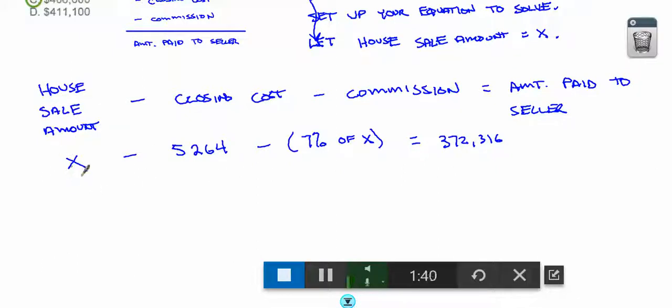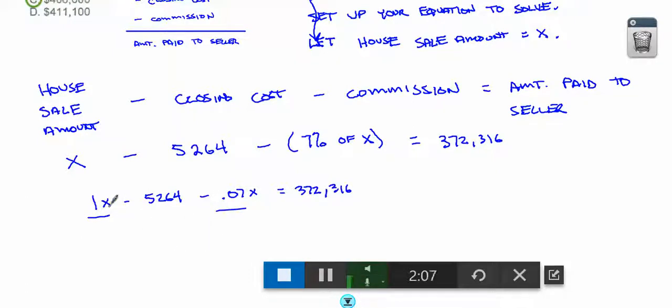So we're going to take this X and make it 1X minus 5,264 minus 7% of X, which is 0.07X, equals 372,316. Let's take our two terms that have x's in them.